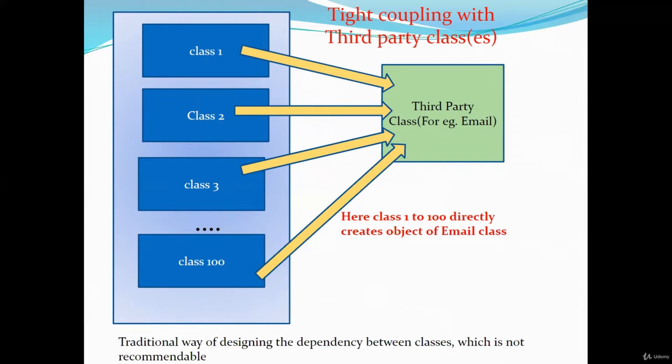Whenever you have a tight dependency and there are any changes to the dependent object, then you are forced to go and change the source code from Class 1 to Class 100. So what is the time required? What is the cost of it? What is the testing effort? And what is the time to market? All these are the disadvantages. So what is the solution for this?